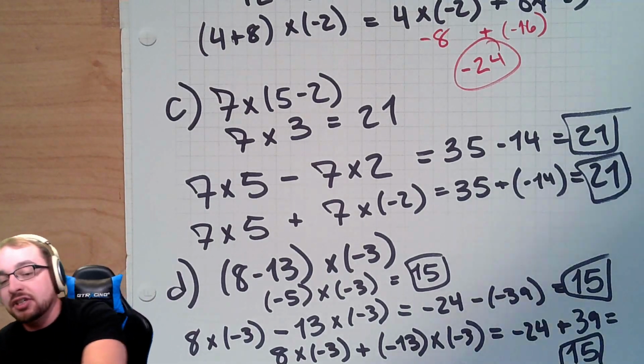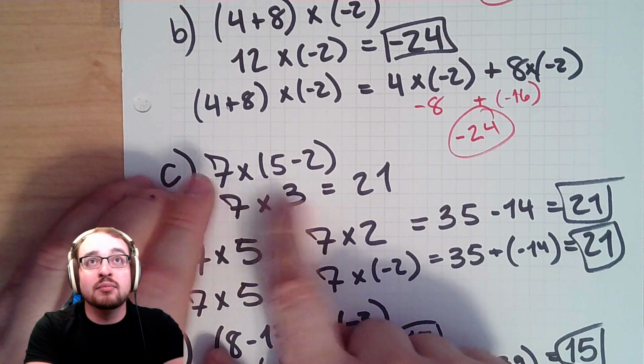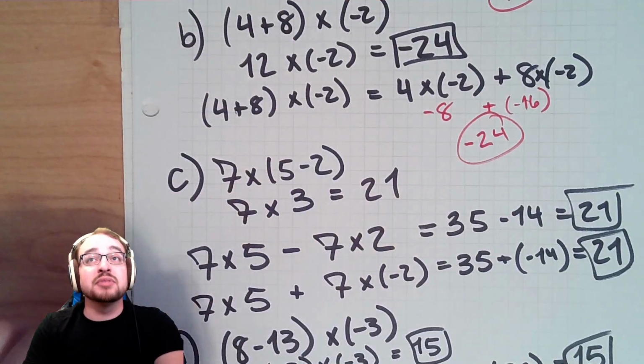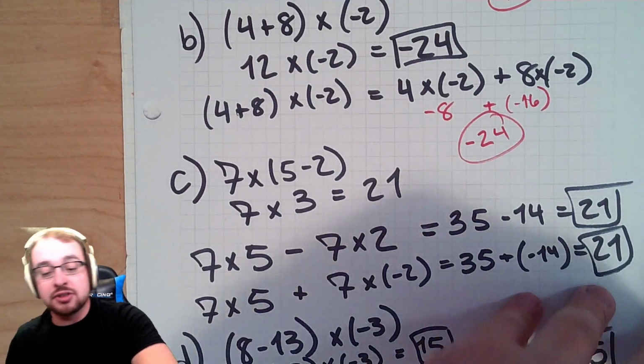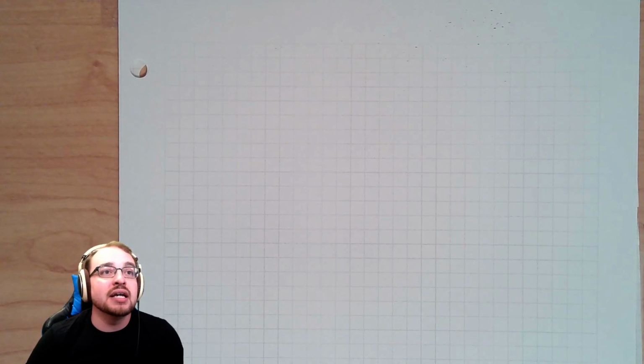So this idea of distribution, instead of multiplying by 3, multiplying by 5 and then multiplying by negative 2 and putting them together, that's distribution. It's a super important concept in algebra. Let's do some more practice with that. Let's take a look at this next example right here.